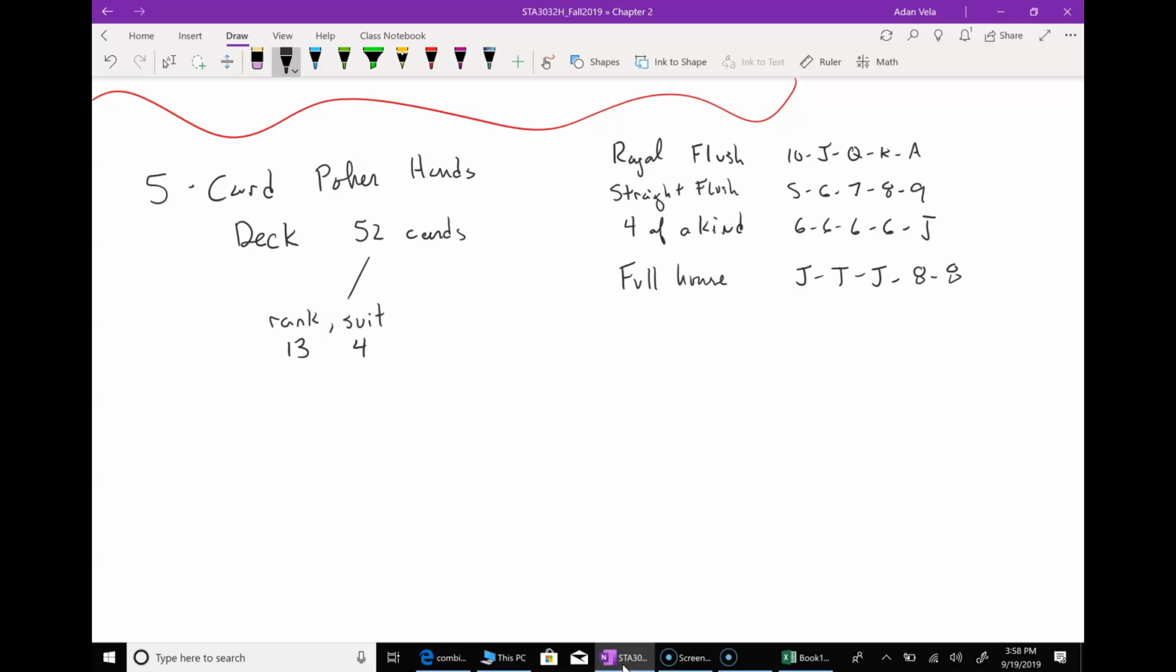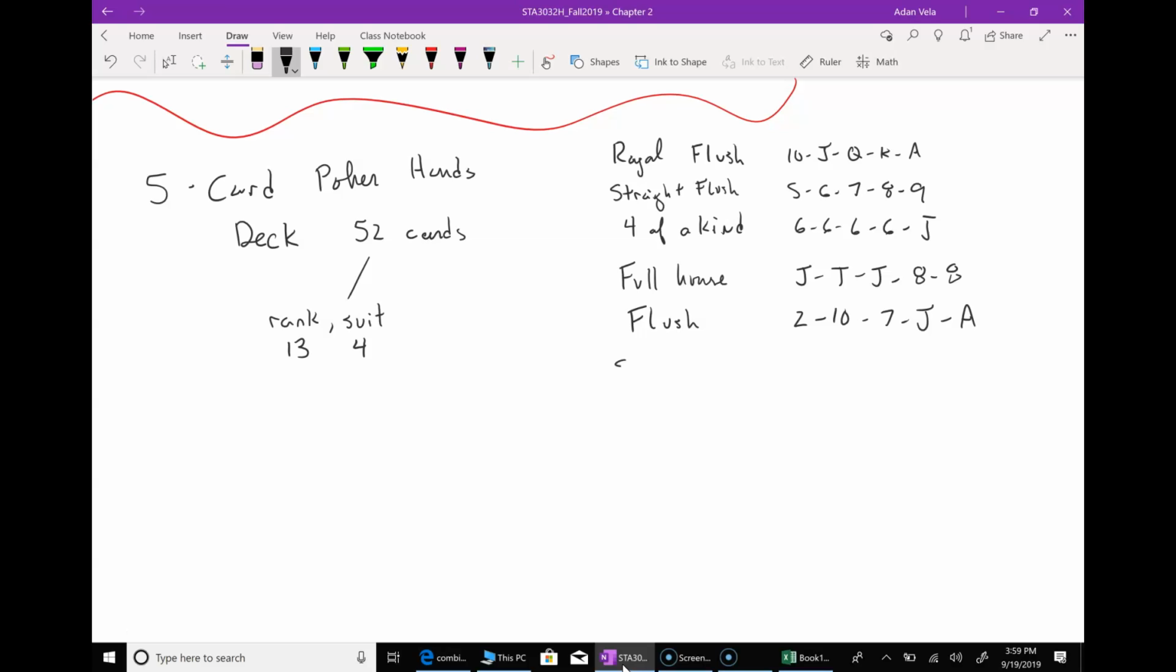After full house, flush. Yeah, we have a flush, where all the cards, they could be any number. But they all have to have the same suit. Okay, so they all have to be diamonds or all have to be clubs.